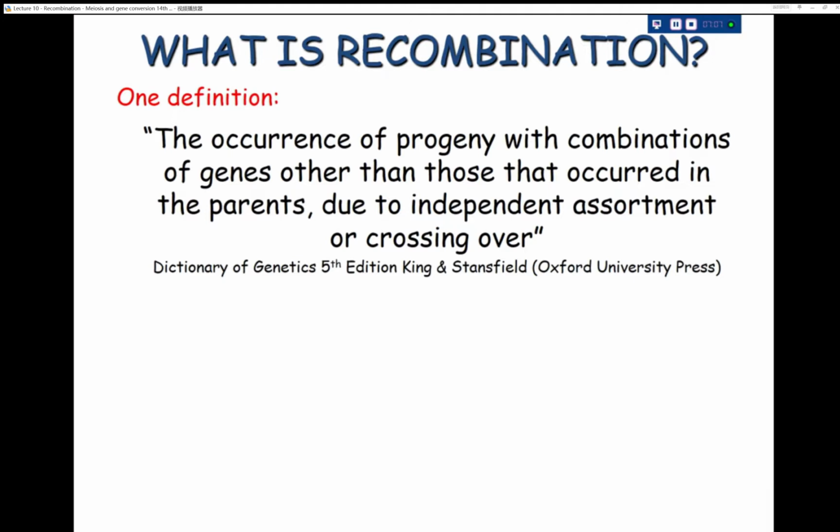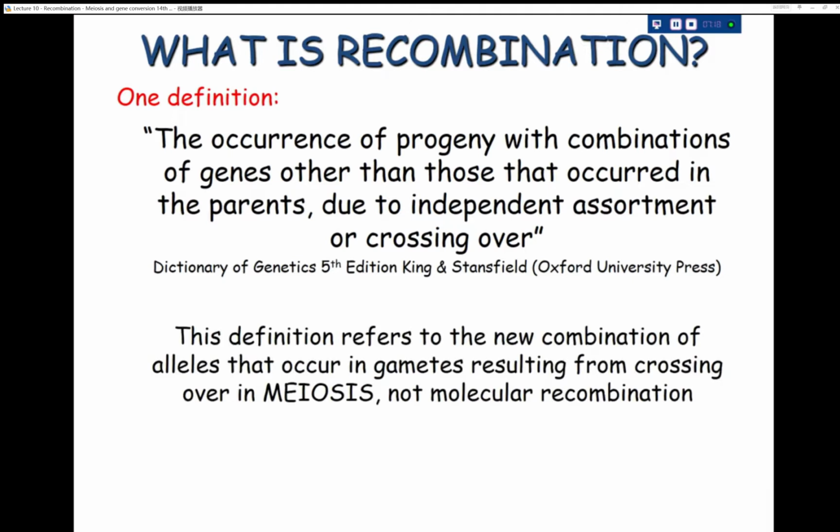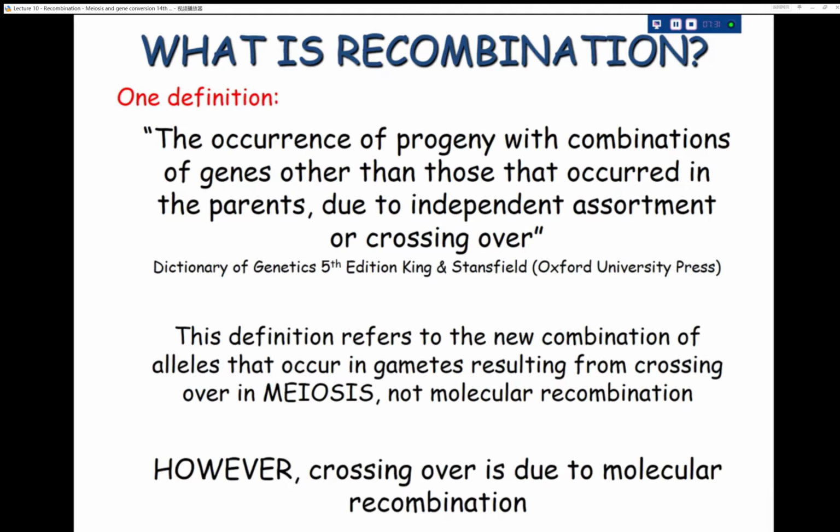And as part of meiosis, you get crossing over and you get reshuffling of the genes due to this process of crossing over. Okay, so that definition of recombination, you get new combinations of alleles that occur in gametes because of this effect of crossing over. So this definition of recombination refers to this process of crossing over, not really to a molecular recombination. However, crossing over is actually due to molecular recombination.